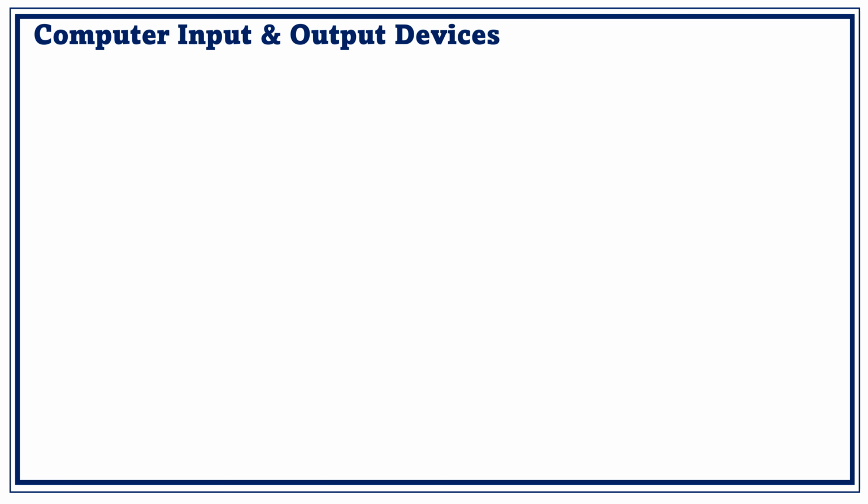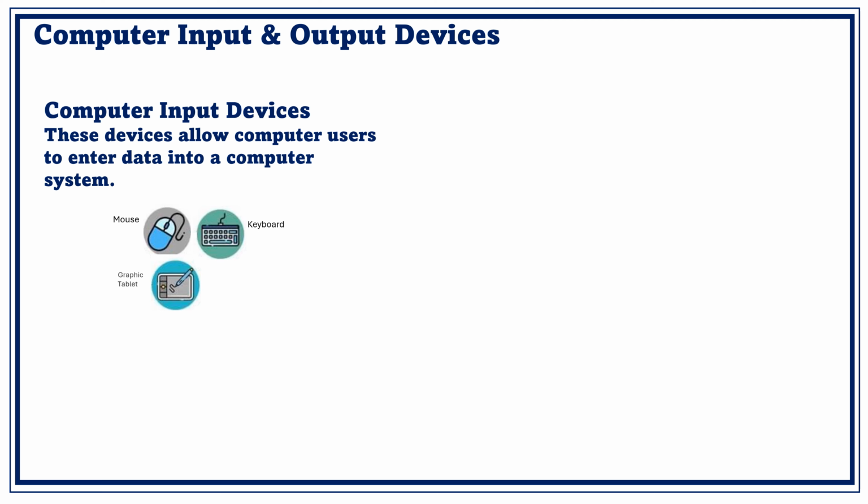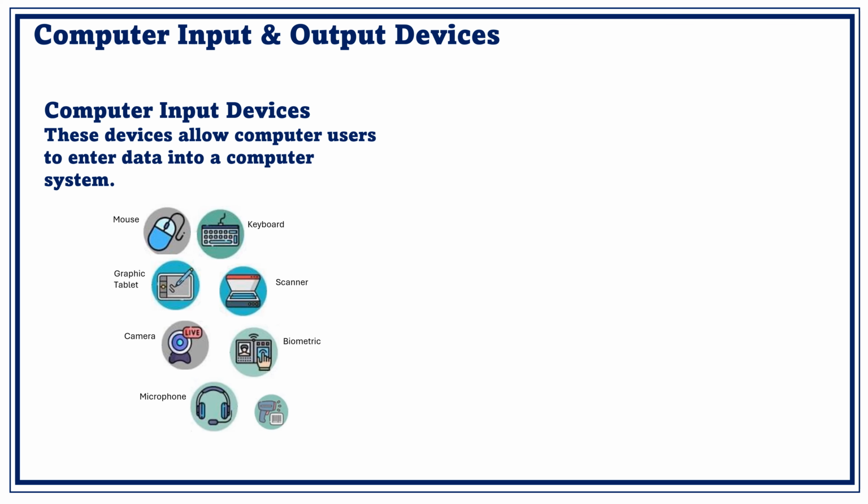So let's look deeply into computer input and output devices. Computer input devices are devices that allow computer users to enter data into a computer system. They include a mouse, a keyboard, a graphic tablet, a scanner, a camera, a biometric device, a microphone, and a barcode scanner.